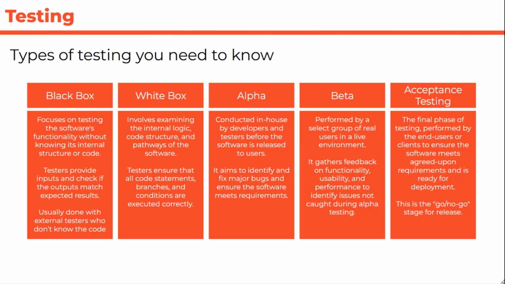Black box and white box are done before any major releases. Alpha testing is done before any end users see the game or the software at all. And then beta is when the end user might start to see it. And finally, we've got acceptance testing that's done by the stakeholders at the end, or a group of selected testers.